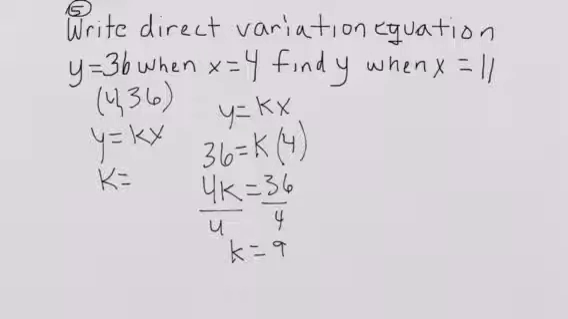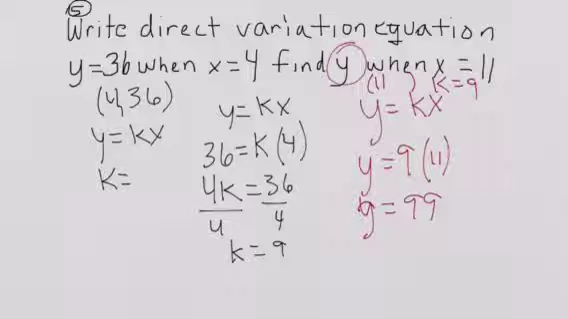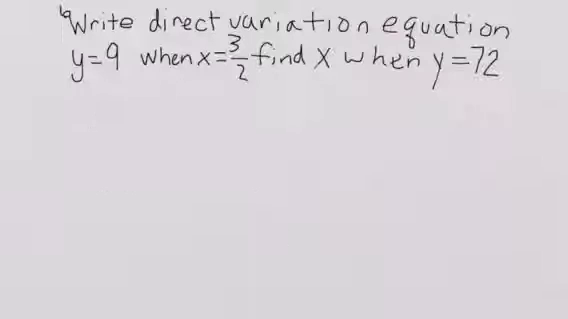So now we need to find y. So we're going to do y is equal to kx and fill in what we know. And we know that our x is 11, and we know that our k is 9. So we're going to fill those in. y is equal to 9 is k, and 11 is x. So y is equal to 99. So our missing ordered pair is 11, 99.